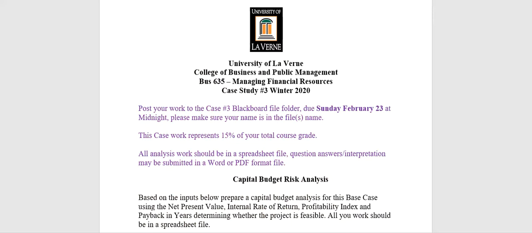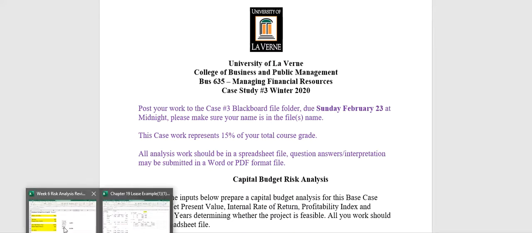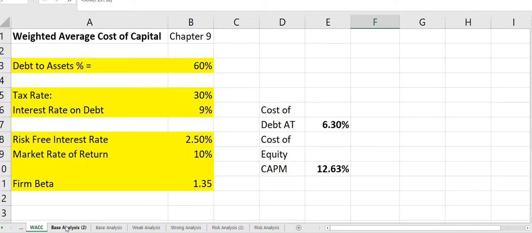Another task this week is case number 3, which is further practice of the capital budget risk analysis you are also doing in the electrics case. This is a little more concentrated. You can use the template I provided in week number 6. Here's that template, where I calculated the WACC, the weighted average cost of capital, with the formulas in the cells.